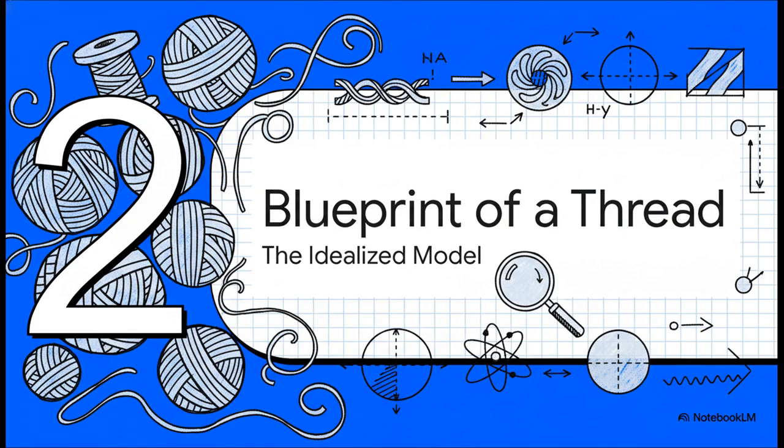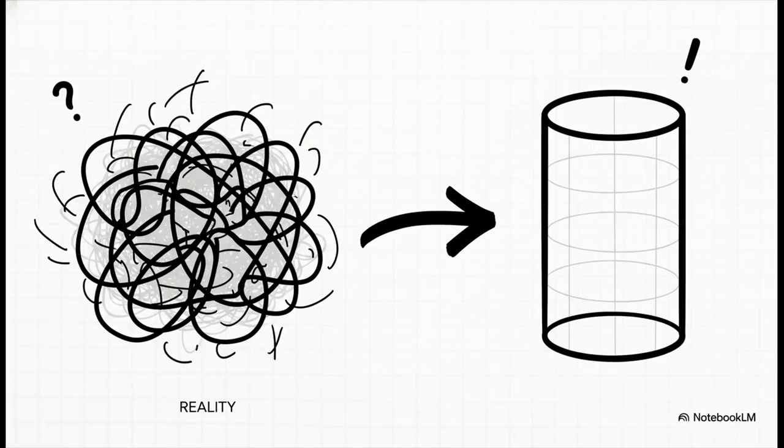So how in the world do scientists actually study this? They don't just guess, right? No, they create a perfect blueprint to understand exactly what's happening deep inside a piece of yarn. They built what's known as an idealized model. Just think of it like a perfect, simplified version of a real-world object. It's designed to ignore all the messy, random little imperfections of reality so that we can focus on the core principles and the beautiful geometry underneath it all.